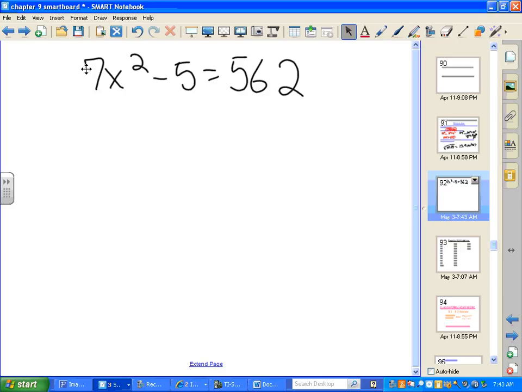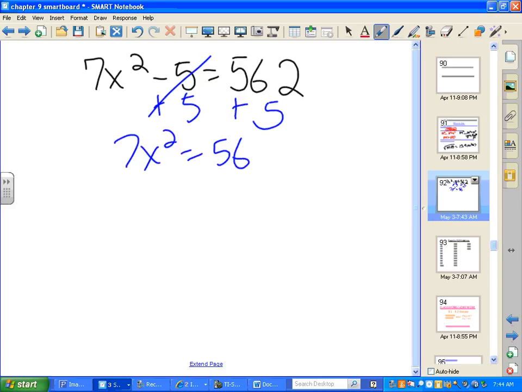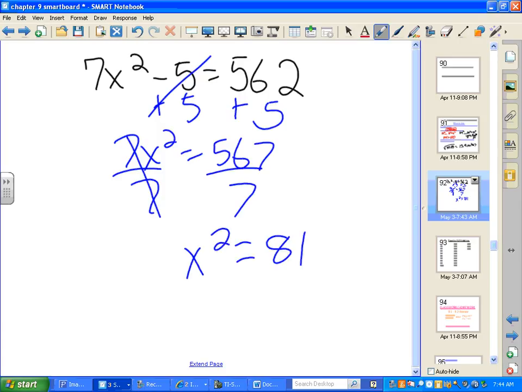Good job. So we are solving a 2-step equation. Don't forget these. So you're getting rid of that 5 first. So we have 7x squared equals 567. What's the next step? Kevin, next step. Good job. Divide both sides by 7. Once you divide both sides by 7, we have x squared equals 81.